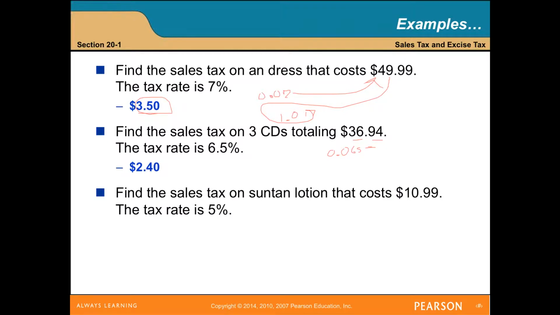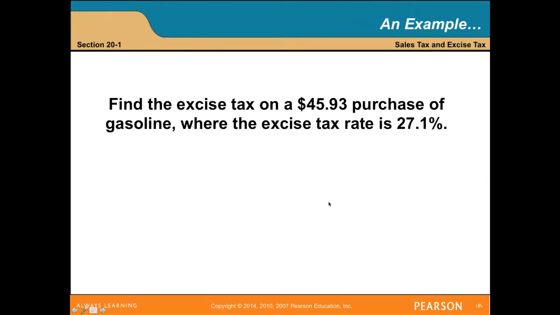Find the sales tax on a suntan lotion that costs $10.99. The tax rate is 5%. So you will multiply $10.99 times 0.05 for 5%, and you get 55 cents.